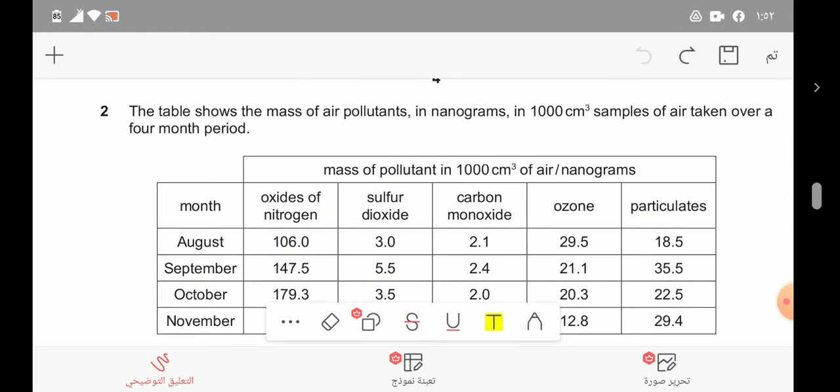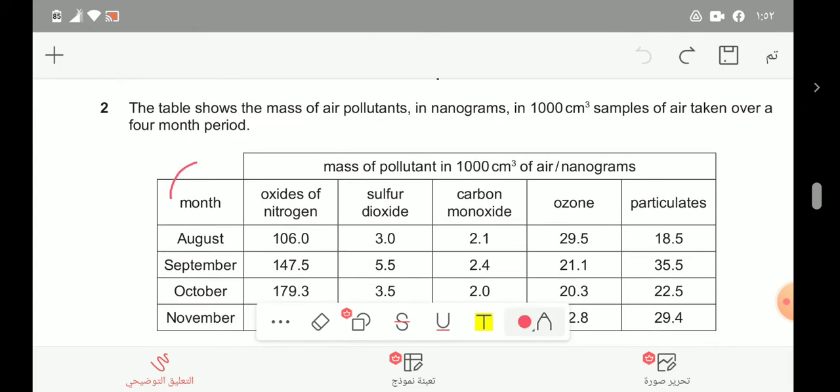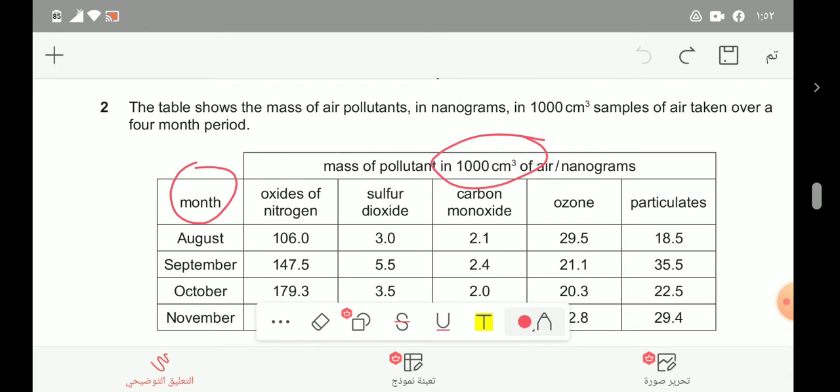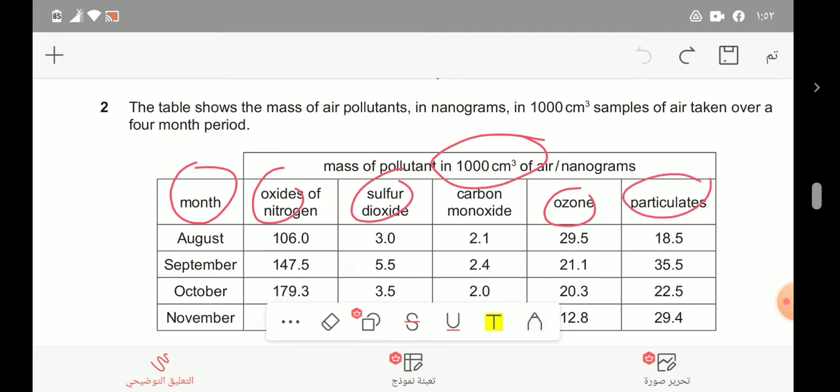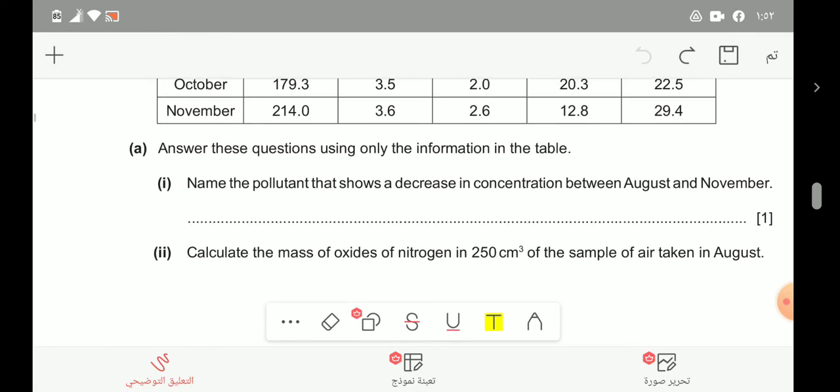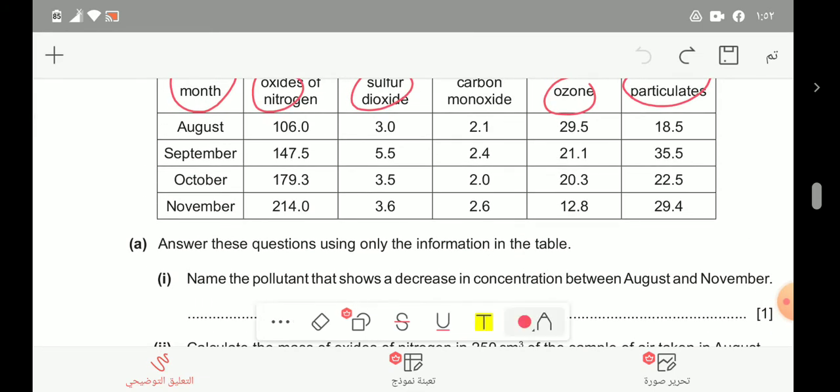Now we have a table consisting of months and the mass of pollutant per 1000 cubic centimeters of air. We have here sulfur dioxide, oxides of nitrogen, ozone, and particulates. Name the pollutant that shows a decrease in concentration between August and November. Which pollutant shows a decrease?